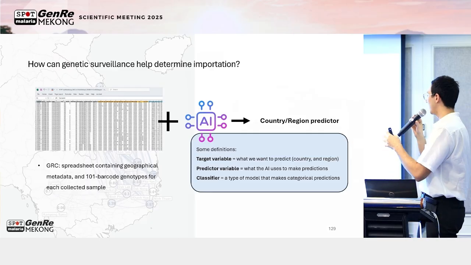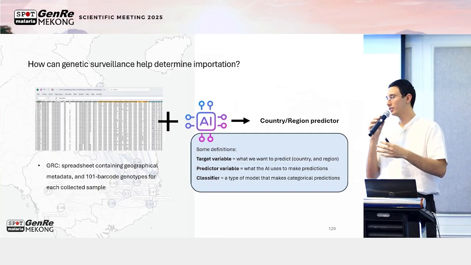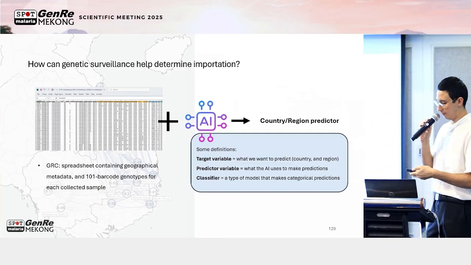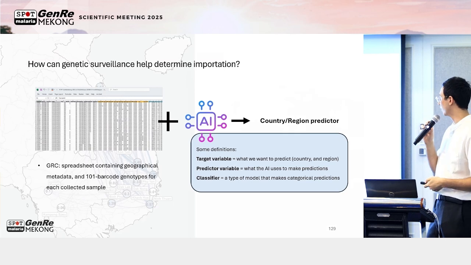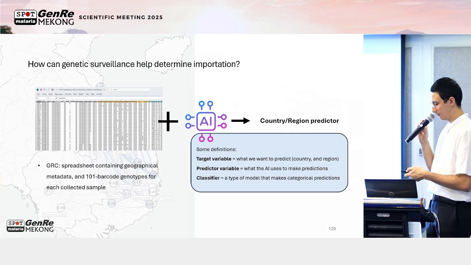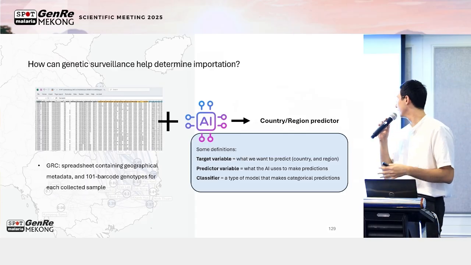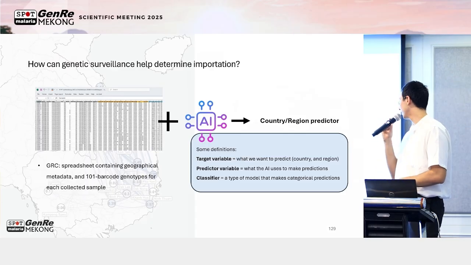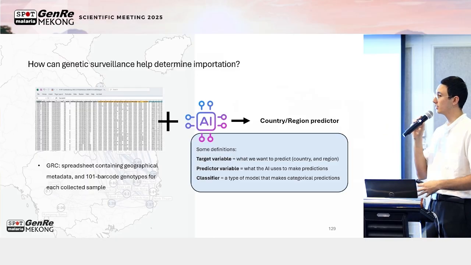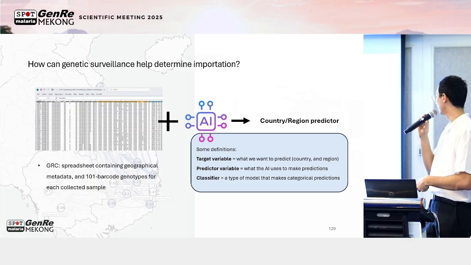And when it comes to AI, there are some useful definitions to learn about, which will appear later in the slides as well. A target variable is a variable that we want to predict, in this case the country or region. A predictor variable is what the AI uses to make predictions, in this case genotype information. A classifier is a type of model that makes classification of countries or regions in this case.